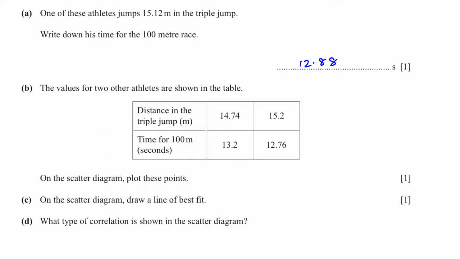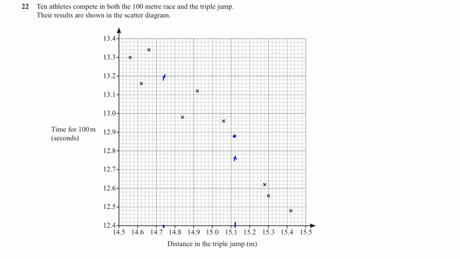Next question. On the scatter diagram, draw a line of best fit. When we draw a line of best fit, there should be an equal number of points on the right and left of the line. So this is the line of best fit.